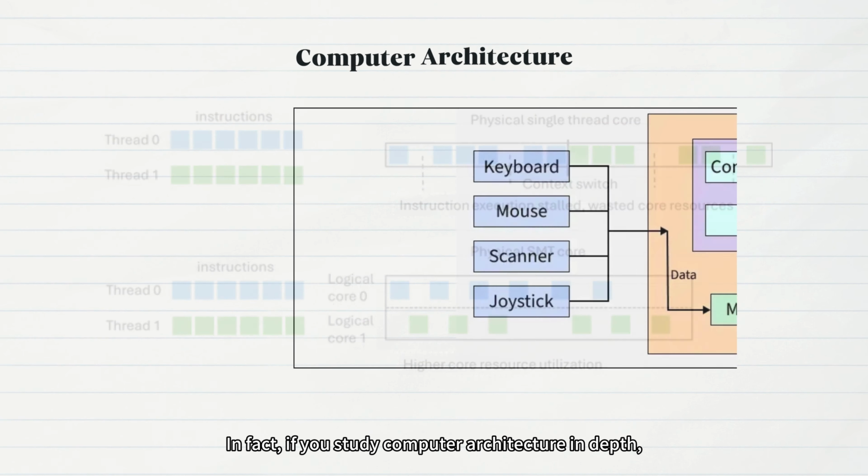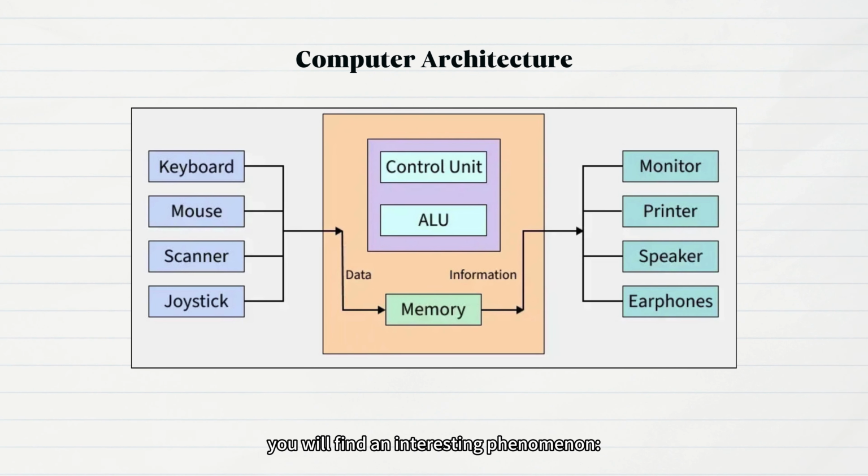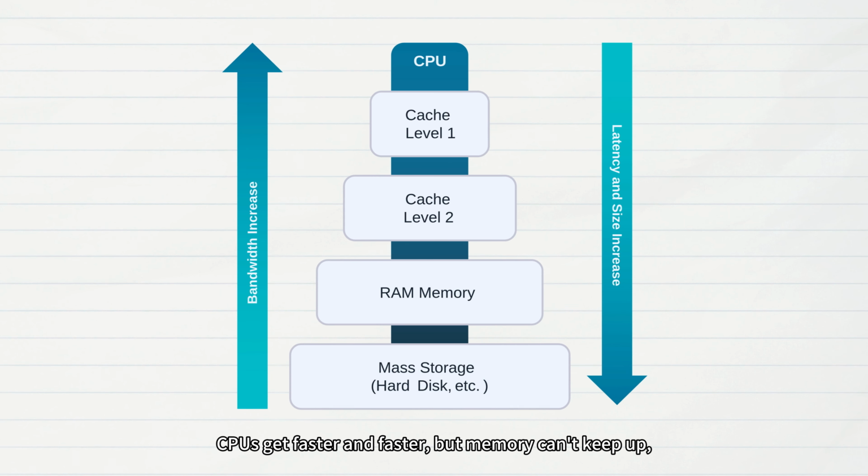In fact, if you study computer architecture in depth, you will find an interesting phenomenon. The biggest enemy of modern computers is not computation, it is latency. CPUs get faster and faster, but memory can't keep up. Storage can't keep up even more. Networks are even slower. A huge amount of time is spent waiting, and the essence of thread technology is trying to reuse that waiting time.